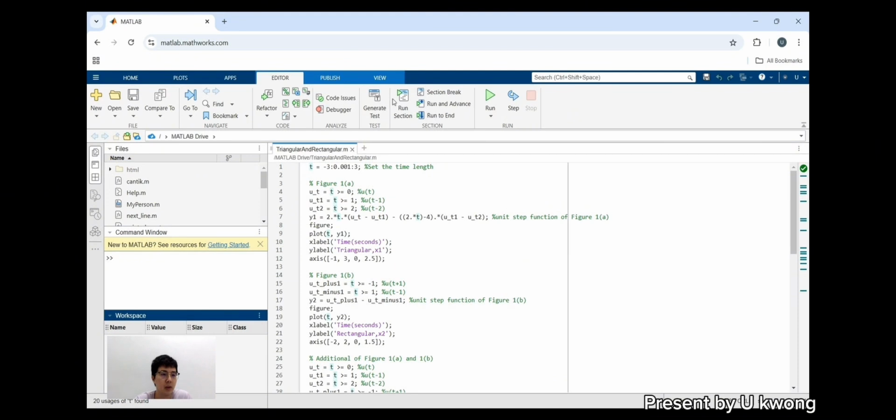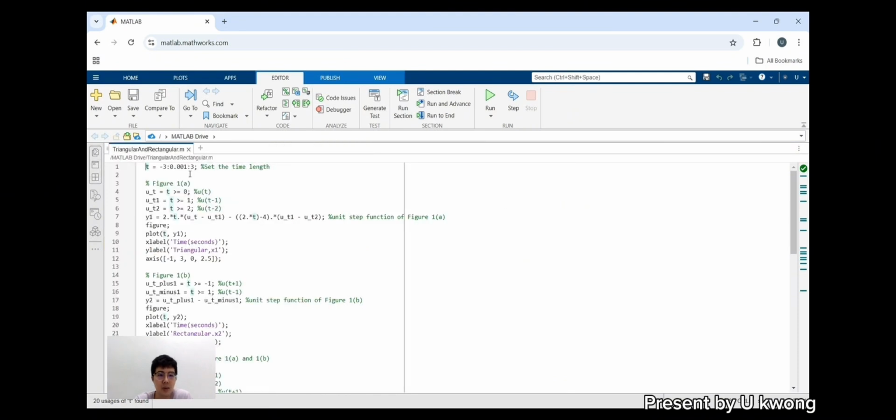Okay, so now we'll talk about task 1 for the signal and system assignment. For the first row, we set the time length. From row 3 until row 12 is for figure 1a. MATLAB cannot directly use the unit step function, so we need to set a variable in terms of time. In row 4, we set the variable ut equal to time bigger than 0. Same as row 5, we set ut1 equal to time bigger than 1. In row 7, y1 is the unit step function of figure 1a.